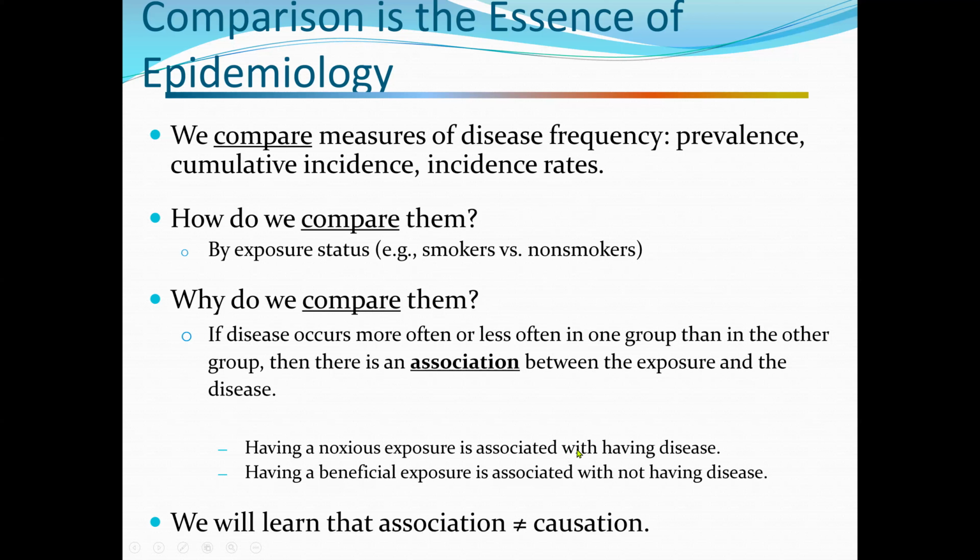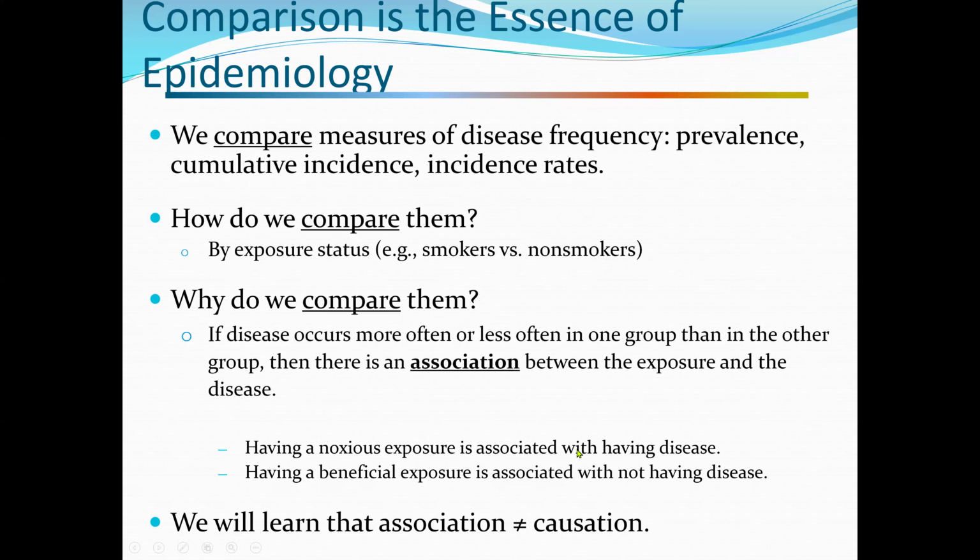For example, we have an exposed condition here, which says ever smoke cigarettes. That means unexposed will be never smoke cigarettes, and we can compare these two. We may have a duration, for example, those who smoke 10 years or more, and those who smoke less than 10 years.